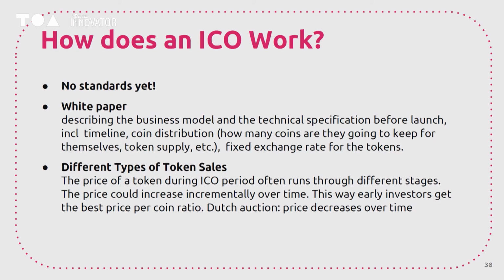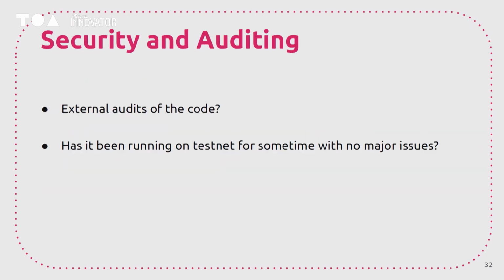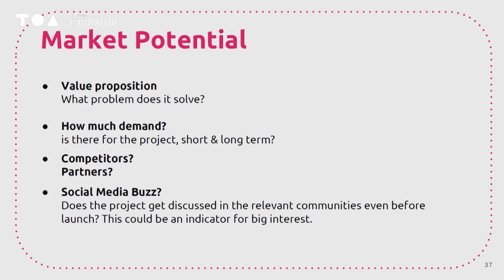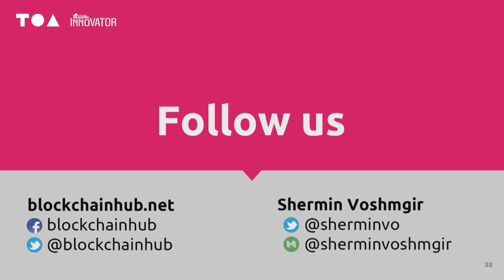We don't have time to go through this, but we have a lot of information on our website. On the Blockchain Hub, we have a lot of information on what is blockchain, what are smart contracts, what is a token, crypto economics, and we also started developing a lot of guidelines around how to evaluate an ICO and what is the role of a token.